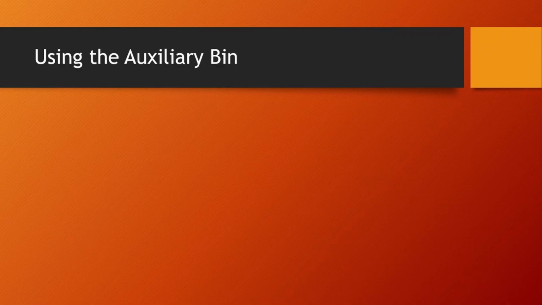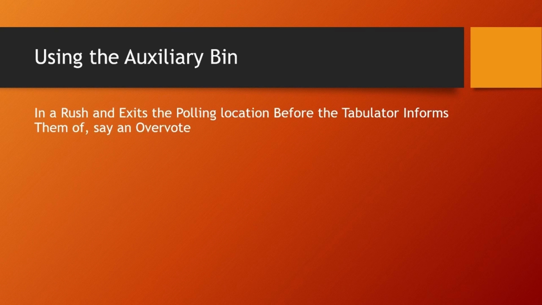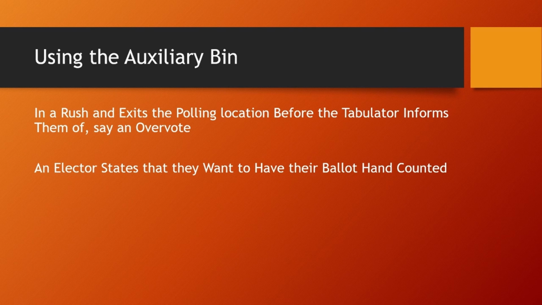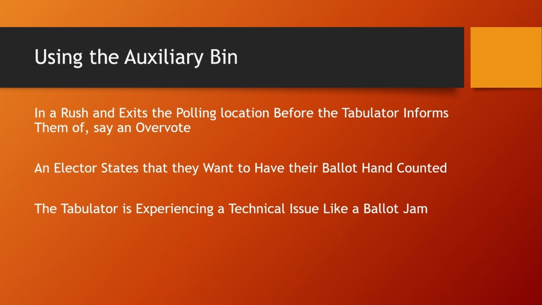It is the policy of the registrar that all ballots should be initially submitted to the tabulator. However, it is possible that a scenario may occur where a voter intends to cast a ballot that is not readable by the tabulator. This scenario may occur if an elector is in a rush and exits the polling location before the tabulator can inform them of, say, an overvote, an elector states that they want to have their ballot hand counted, or the tabulator is experiencing a technical issue like a ballot jam.